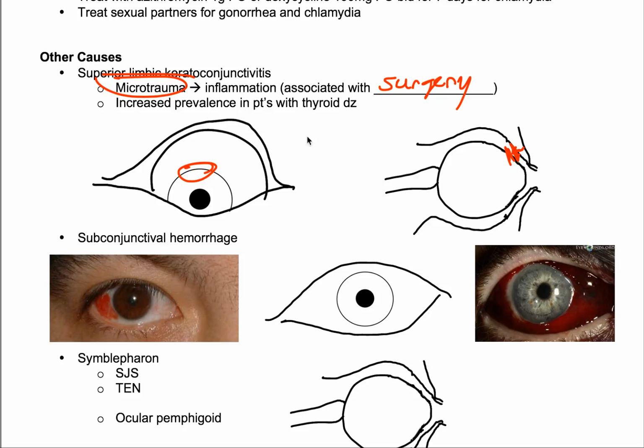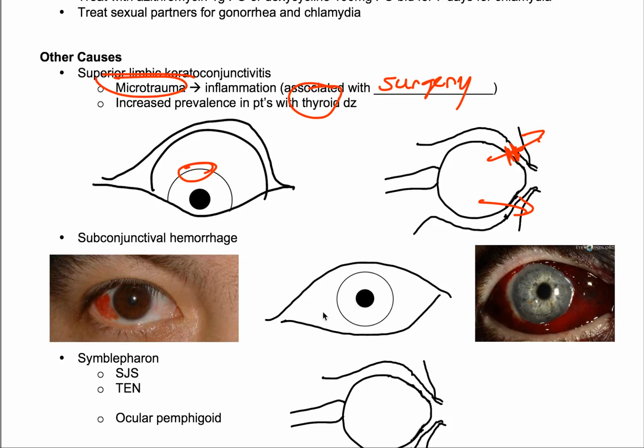It also has increased prevalence in patients with thyroid disease. That's because thyroid disease has an increased prevalence of proptosis. So if the patient's eye is pushing out, again, you're more likely to get increased friction and microtrauma between the upper eyelid and the superior limbus on the patient's eye.